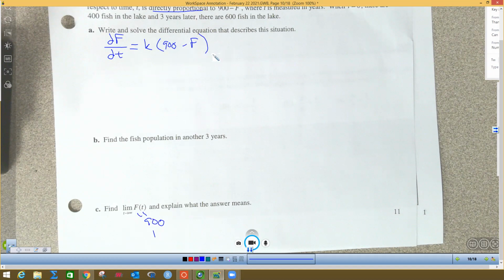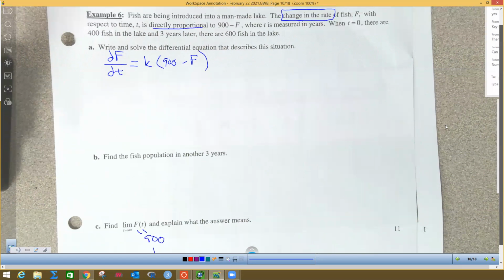So I'm going to go ahead and finish this, because I screwed it up when I did it the first time. This says, write and solve a differential equation that describes this situation. So I have to go back up and get my ordered pairs. When time is 0, in other words when they started the lake, they put in 400 fish. Three years later, there were 600 fish in the lake. So we want to figure out all this good stuff about this. So we're going to solve this and be done.